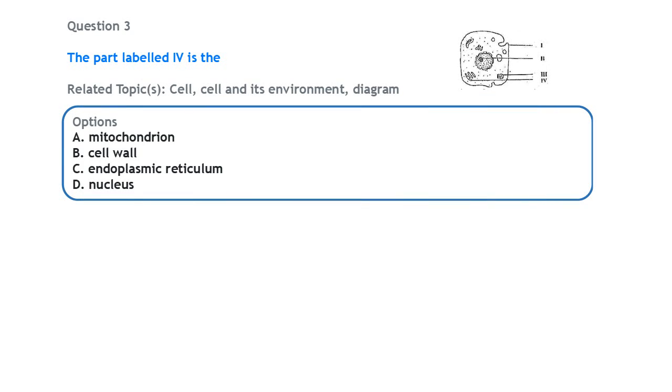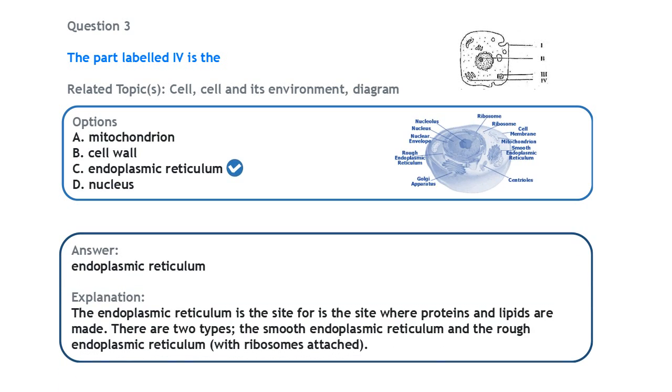Next, using the same diagram, the part labeled IV is what we call the endoplasmic reticulum. There are two types of endoplasmic reticulum: the rough endoplasmic reticulum and the smooth endoplasmic reticulum. The endoplasmic reticulum is the site where proteins and lipids are made.